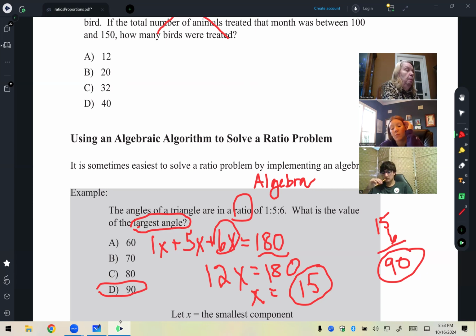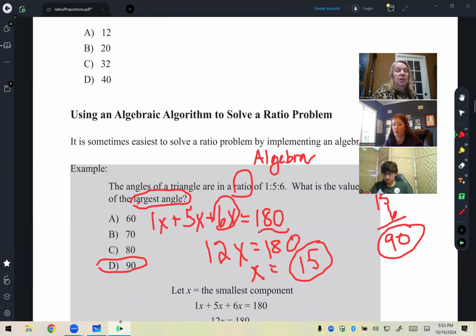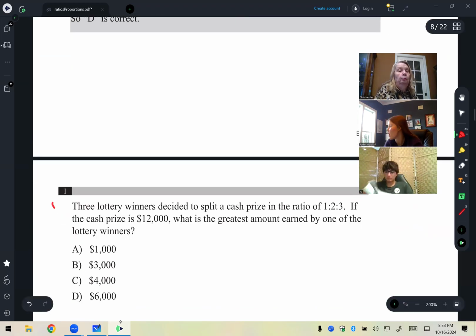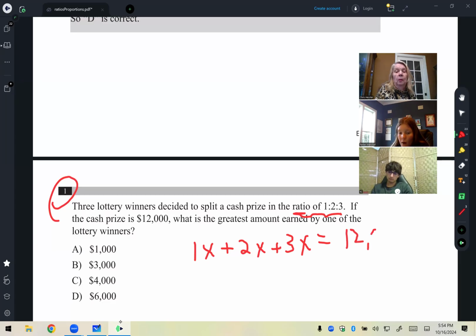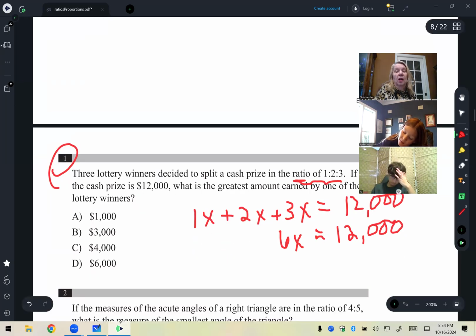So it's easier in this kind of problem just to use an algebra algorithm, okay? Okay, next page. Making good progress. So sort of the same kind of problem. 3 lottery winners decide to split a cash prize. Now they use the word ratio, but we're going to use an algebra algorithm. So it's 1x plus 2x, and the whole prize is $12,000. So 6x is 12,000. And so each x is going to be 2 grand.